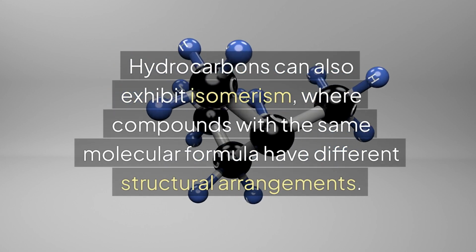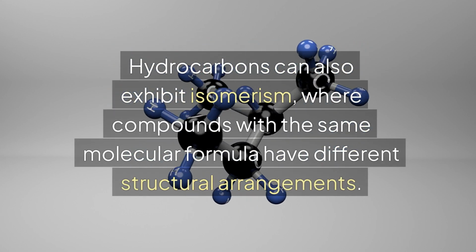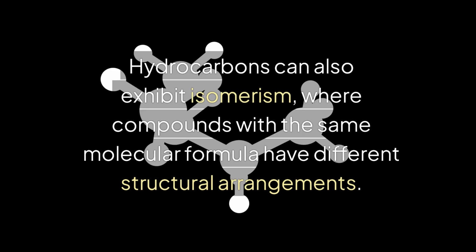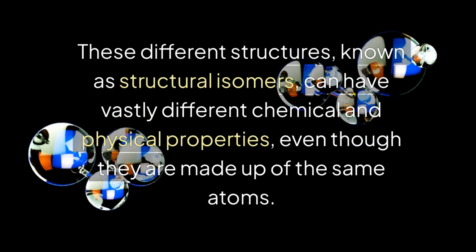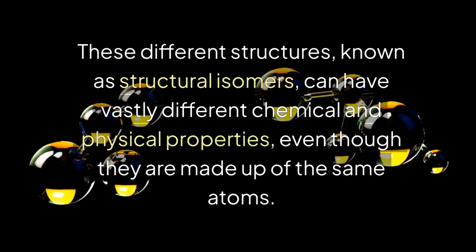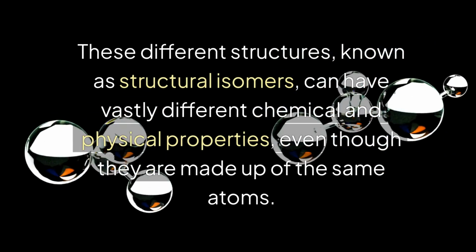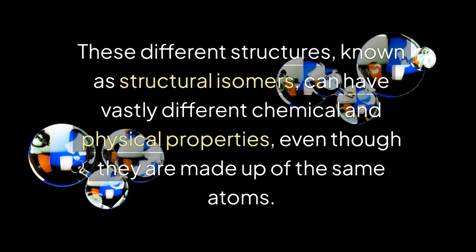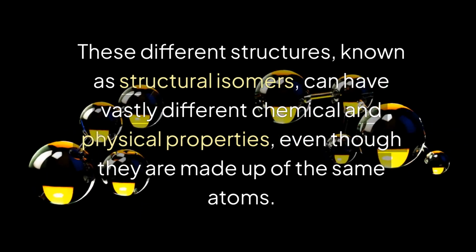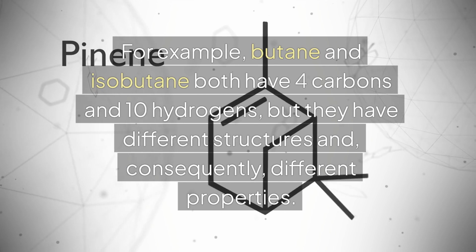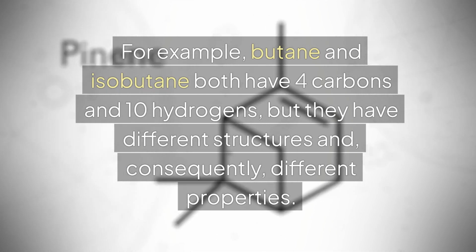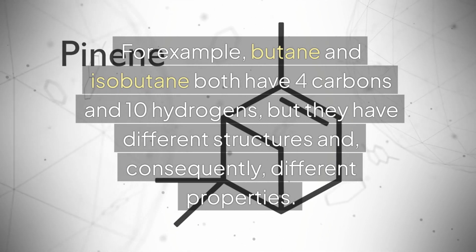Hydrocarbons can also exhibit isomerism, where compounds with the same molecular formula have different structural arrangements. These different structures, known as structural isomers, can have vastly different chemical and physical properties, even though they are made up of the same atoms. For example, butane and isobutane both have 4 carbons and 10 hydrogens, but they have different structures and, consequently, different properties.